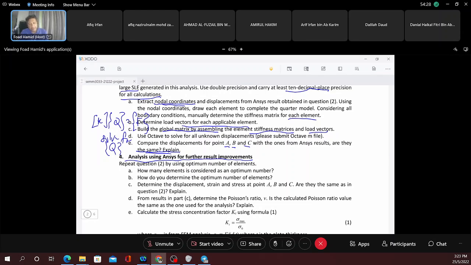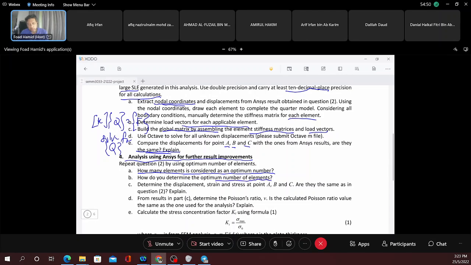So now the question is how many elements is considered the optimum number of elements to use. Is it 12? Is it 30? Is it 40? Is it 100? Is it 200? Is it 1000 elements? This is the question. You should be able to answer this. How do you determine the optimum number of elements?